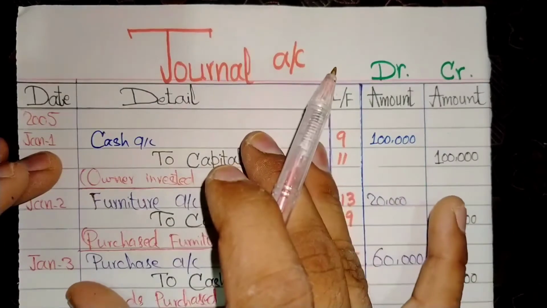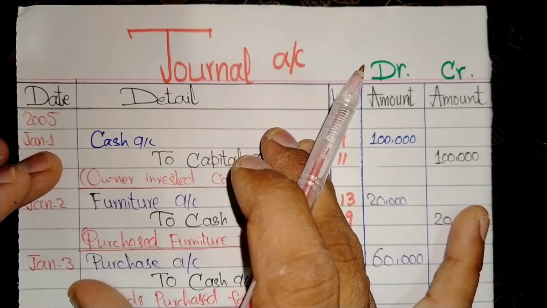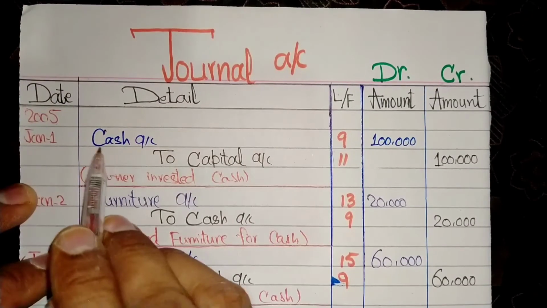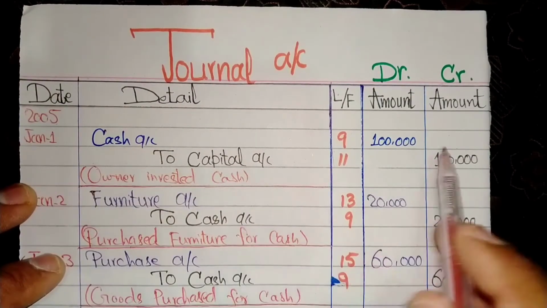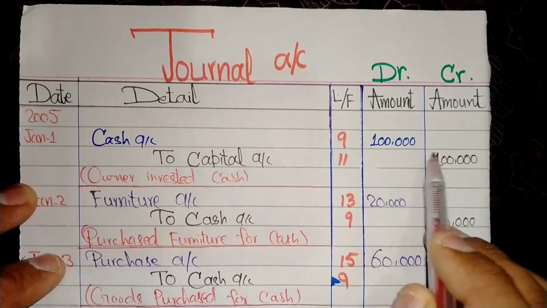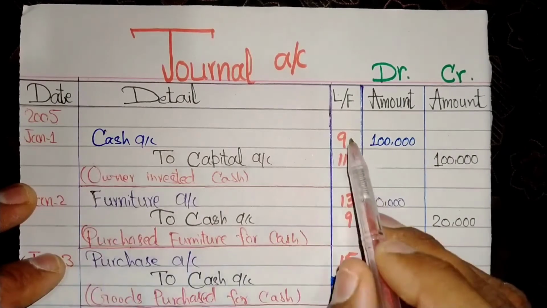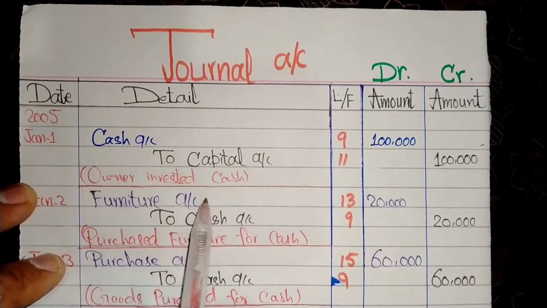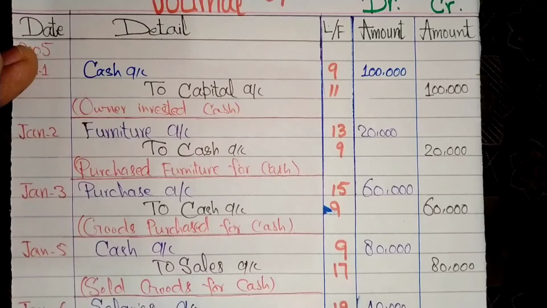This is the journal account of illustration number 1, which we have just read. The first entry was cash account debit to capital account credit with amount 100,000 rupees. Cash account has ledger folio number 9, with description: owner invested cash into the business. Simple as that. The second entry was that he purchased furniture for 20,000 rupees.